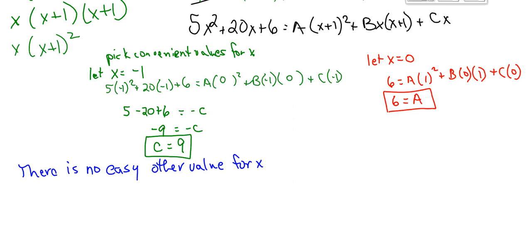So I'm going to pick x equals 1, and so that I only have one variable in there, I'm going to use the fact that a equals 6 and c equals 9. So go ahead, put in 1, 6, and 9, and see if you can find what b is. So let's see how that went.